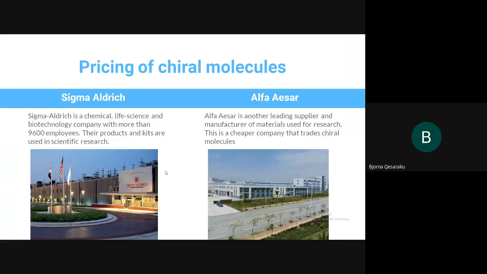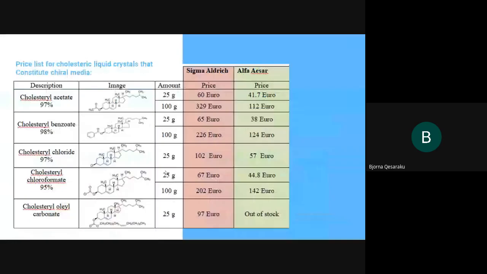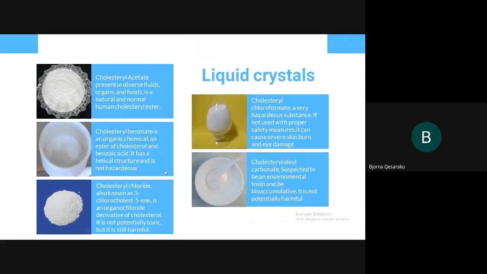These are the companies that we have chosen, to cut it short. We have analyzed two companies and compared their prices for the same amount of material. Yes, we have 25 grams, 100 grams. Here are the liquid crystals that are sold in the powder state. I have mentioned some of them.